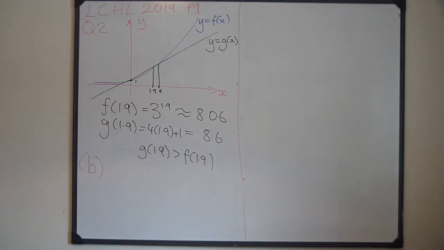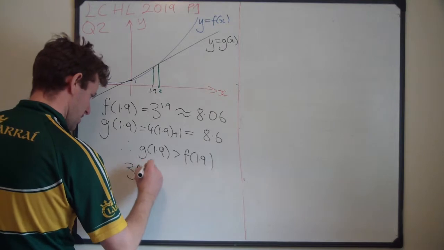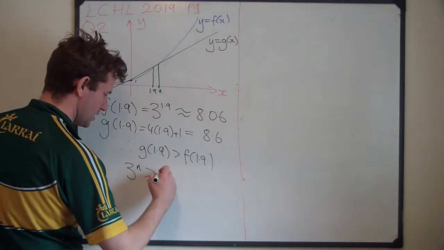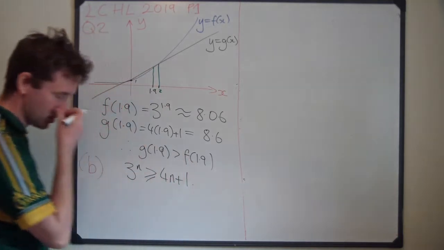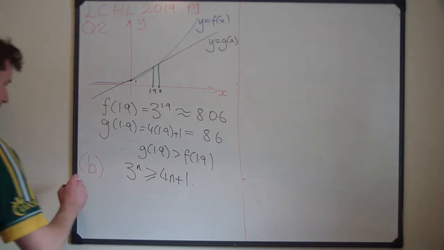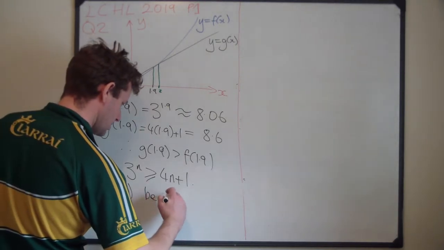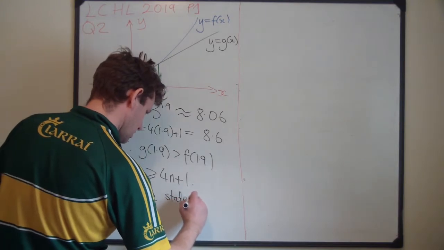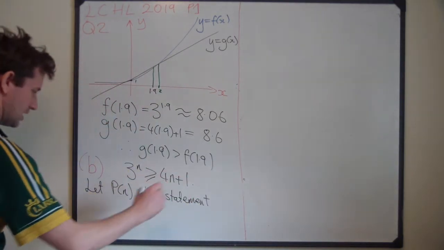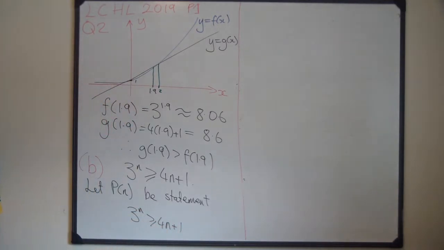Now they're using f of n and g of n. What is f of n? It's 3 to the n, and we want to show that it's bigger than or equal to 4n plus 1. Okay, now it's an induction. You shouldn't necessarily know straight away how to do it. I actually don't know how I'm going to do this, but I'm going to set up my induction anyway. So let Pn be the statement that 3 to the n is bigger than or equal to 4n plus 1. For each natural number n, this is the statement.